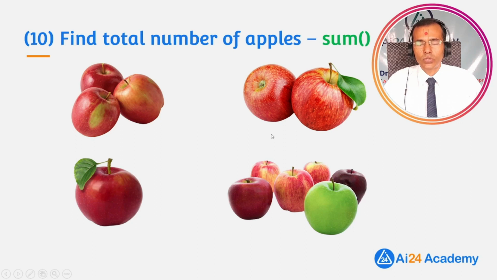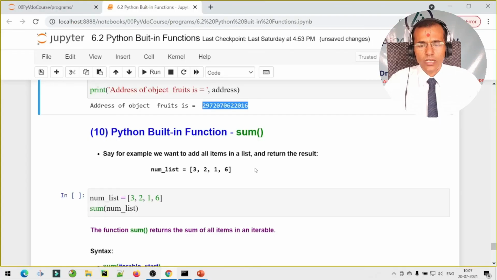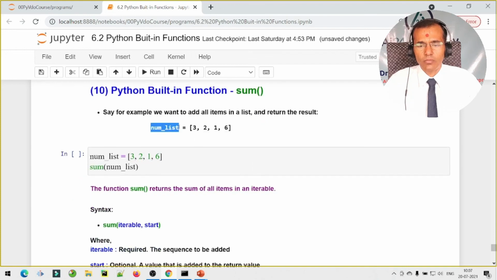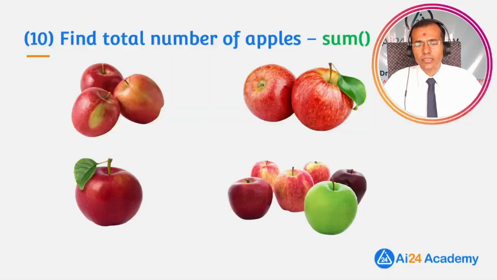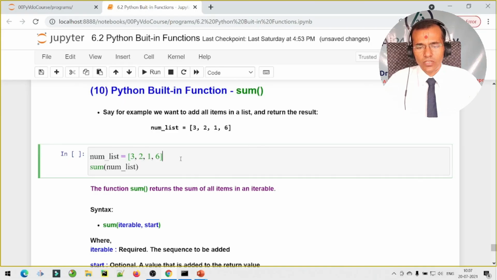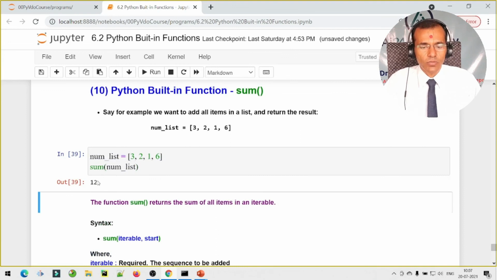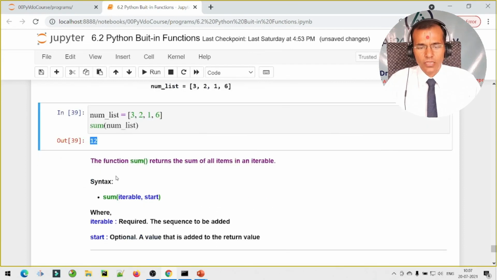The built-in function sum is used to add data items in an iterable object. Let us look at the practical example. Here we have a num list, and 3, 2, 1, 6 are the values stored in this list, representing the number of apples 3, 2, 1 and 6. Now we are specifying this num list as an argument to the sum built-in function, and we can see that the answer is 12, because the total number of apples is 12. Here is a formal description of the built-in function sum.